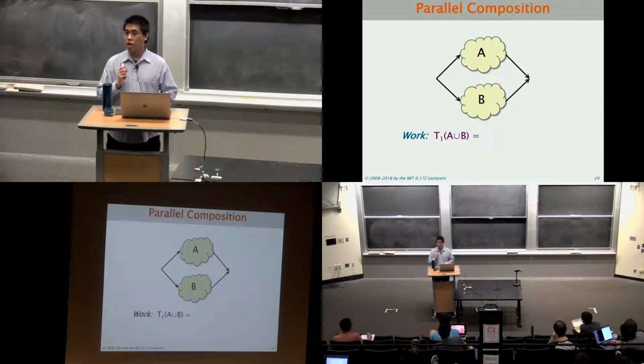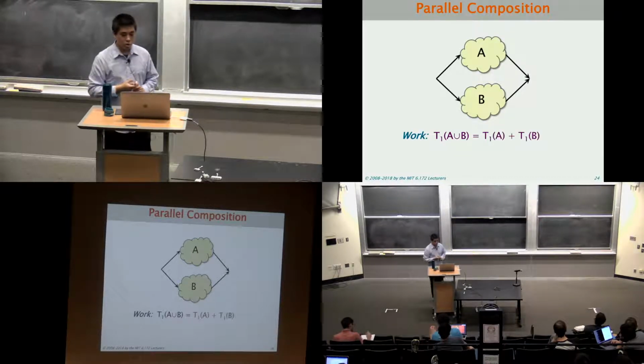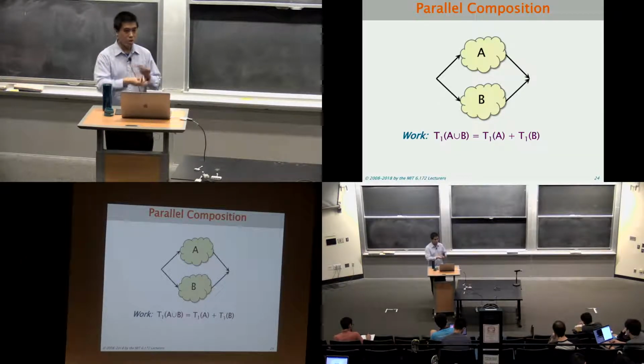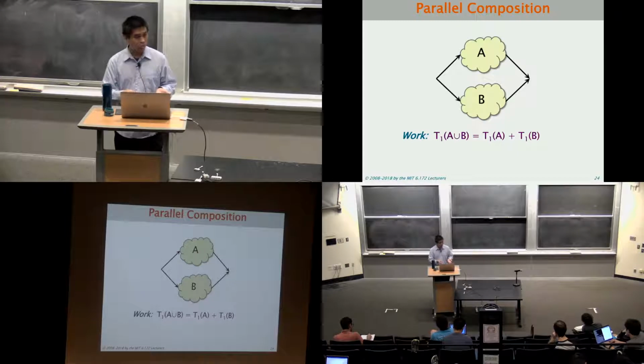So it's not going to be the maximum. Yes, it should still be T1 of A plus T1 of B. It's still going to be the sum of T1 of A and T1 of B because you still have the same amount of work that you have to do. It's just that you're doing it in parallel, but the work is just the time if you had one processor. So if you had one processor, you wouldn't be executing these in parallel.